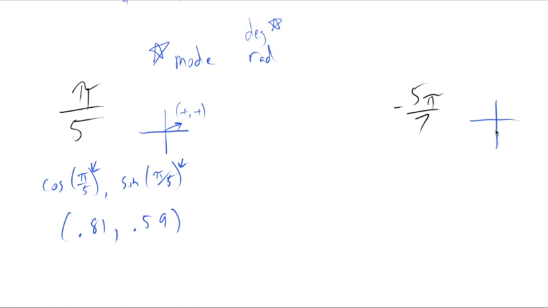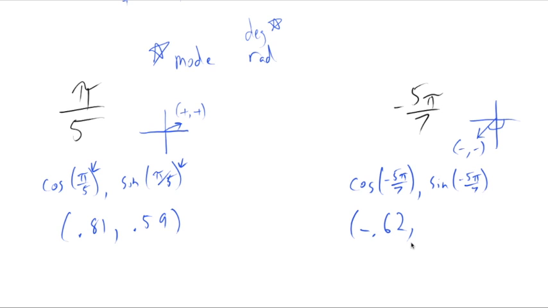So sketching negative 5 pi over 7 is going to give me something in the third quadrant. So I should be looking at a negative negative. So we simply put in the cosine of negative 5 pi over 7 and the sine of that negative 5 pi over 7, making sure we are in radian mode. And I get out negative 0.62, and I get out negative 0.78. So again, I have negative negative as my answer, so I know that I did this correctly.